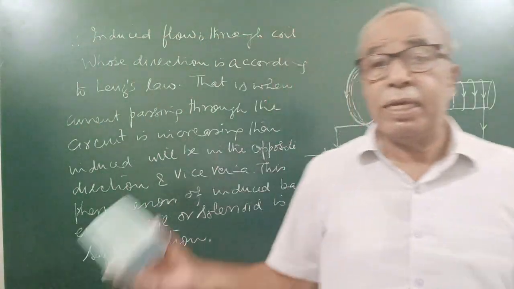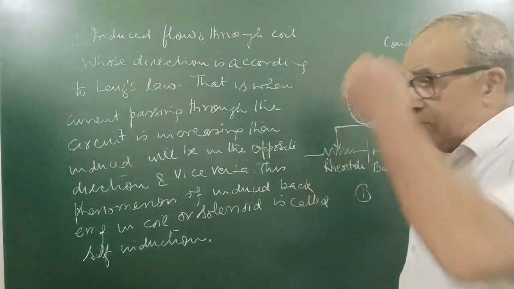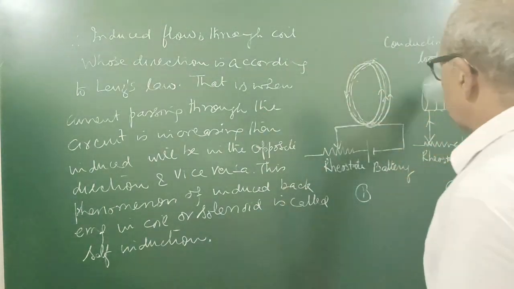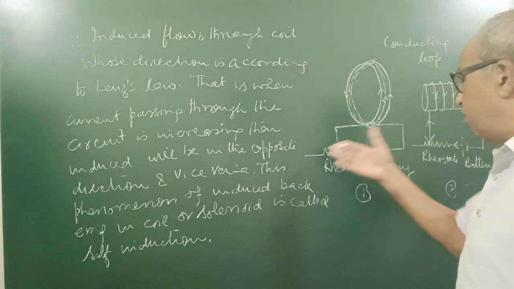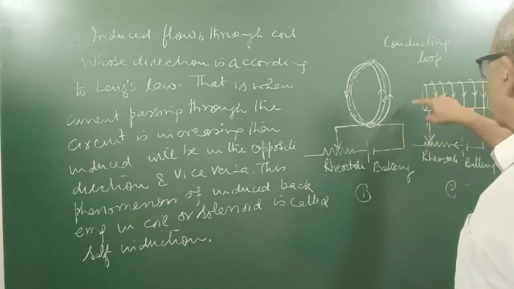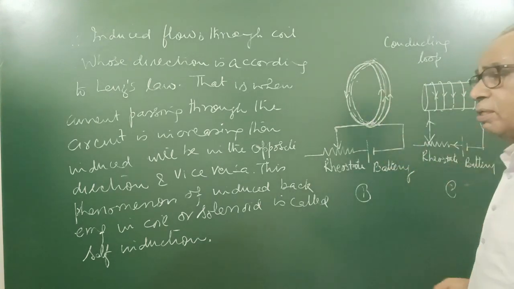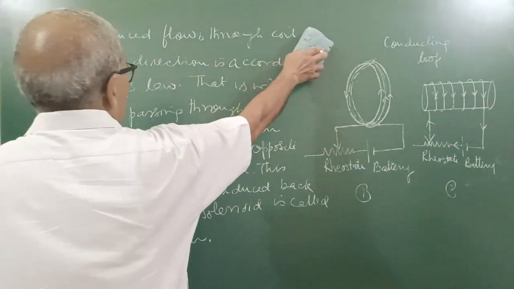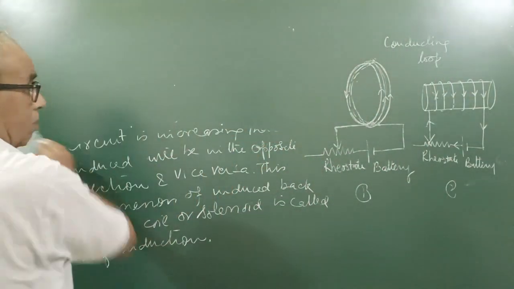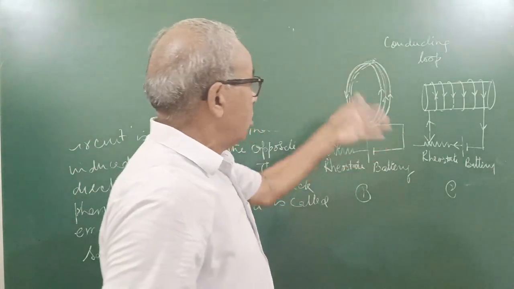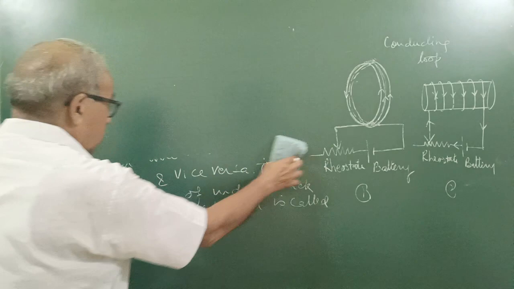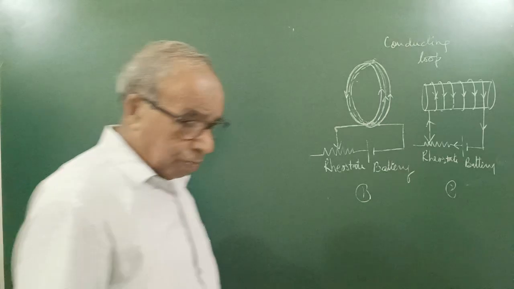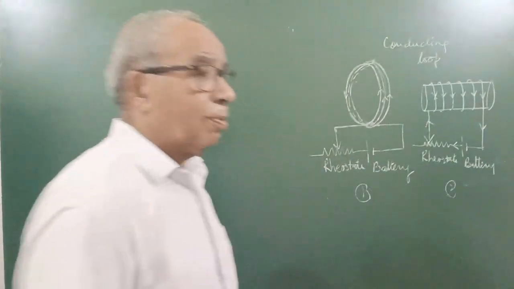So what I have written here, we have to explain, that's why the paragraph becomes longer. When we pass varying current, the rheostat can vary the strength of current in the coil or solenoid. The magnetic flux linked with it changes, and that varying magnetic flux induces an EMF, due to which current flows in such a way that if the current is increased, then the induced current will be in the opposite direction, and vice versa. This phenomenon is called self-induction.